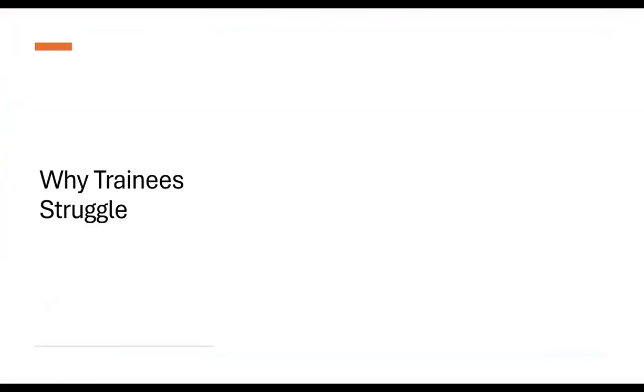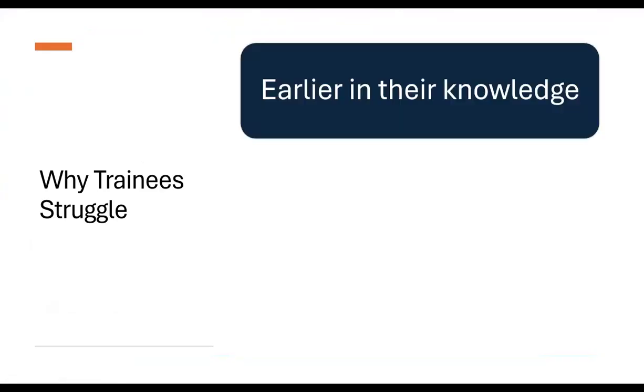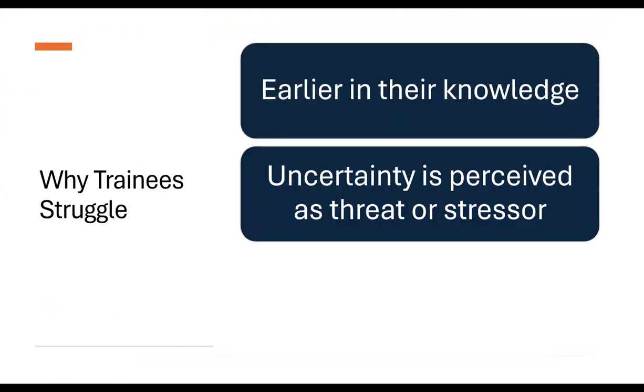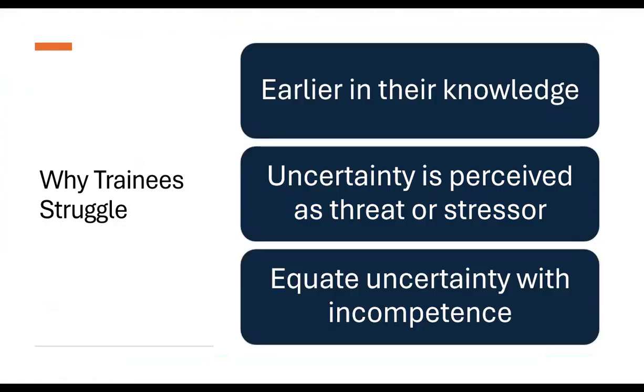Why do trainees struggle with uncertainty differently than more experienced clinicians? This is because they are earlier in their knowledge. They often perceive uncertainty as a stressor or a threat that is intended to be eliminated as opposed to something that is innate in clinical medicine. And they often feel like uncertainty is the same as incompetence. Early on in medical education, they're taught to use logical causal pathways to arrive at singular answers on standardized tests. And during clinical case conferences, it is often framed as, a diagnosis is obtained after a singular test is ordered.